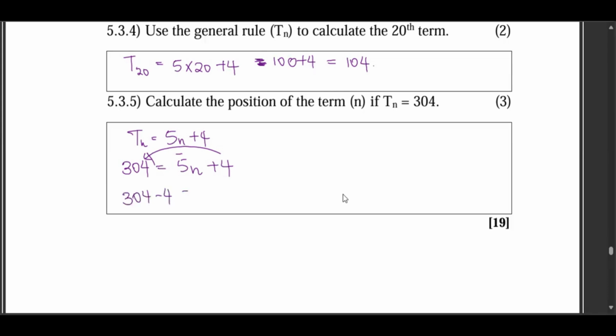So on the one side we are left with 5n, so 5n equals 300. I'm interested in n, so what do I do? I divide through by 5. I divide through by 5. This goes with that. So my n becomes 60. So the position is 60.